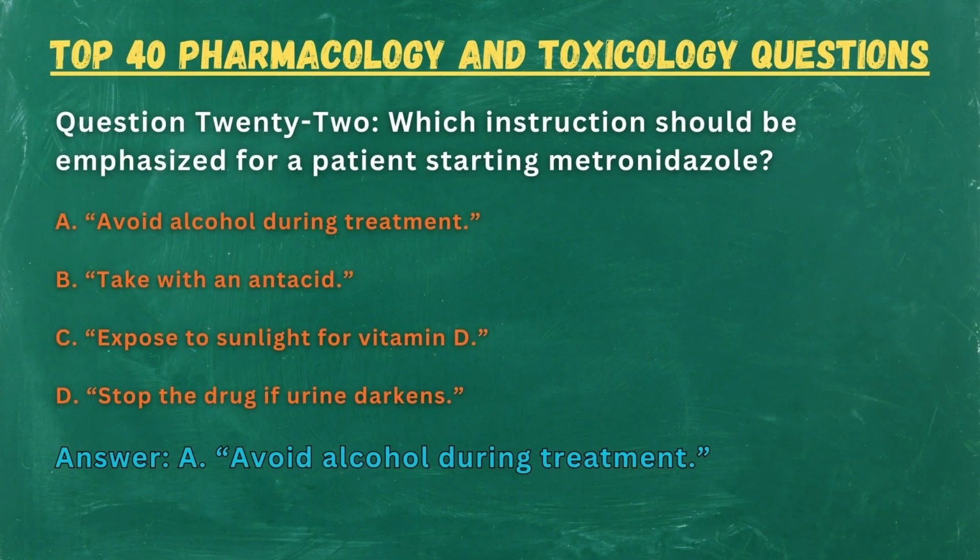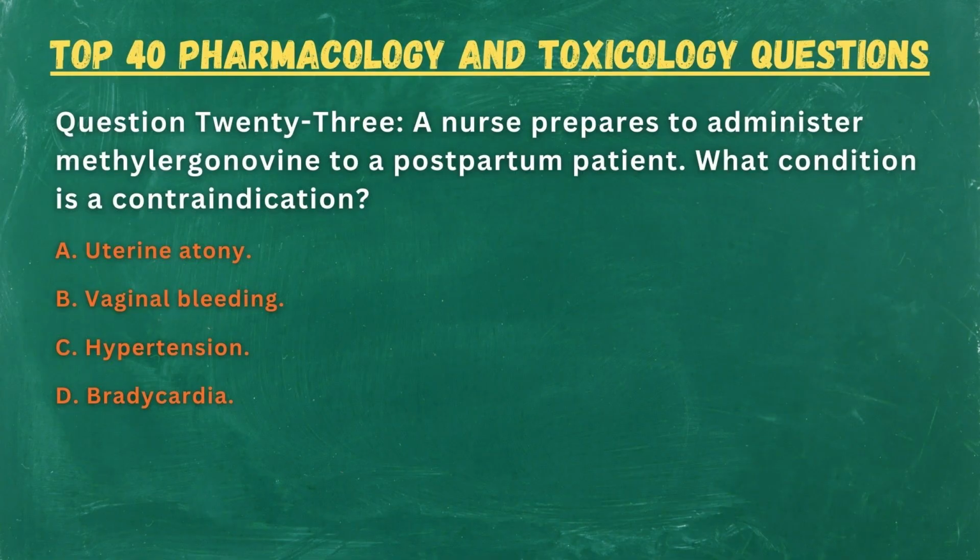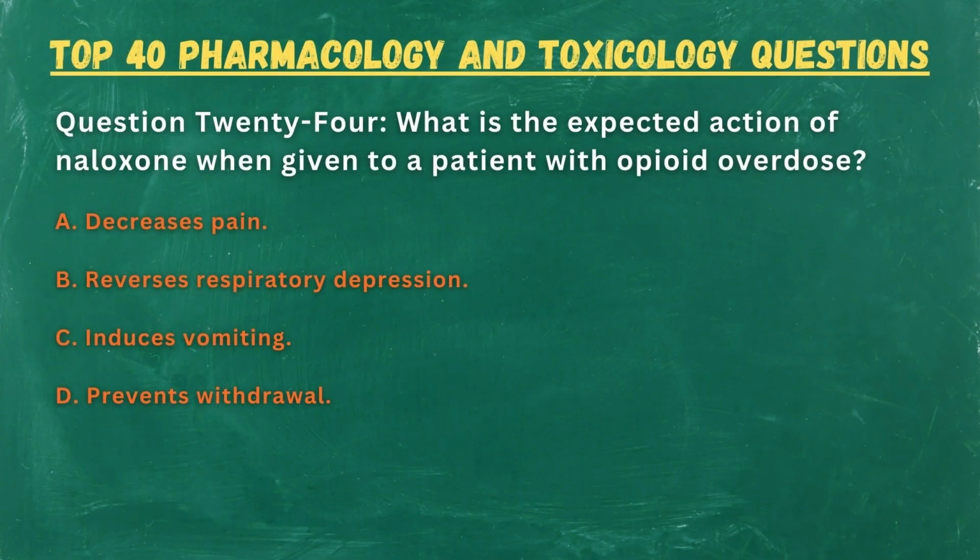Answer: A. Avoid alcohol during treatment. Question 23. A nurse prepares to administer methylergonovine to a postpartum patient. What condition is a contraindication? A. Uterine atony. B. Vaginal bleeding. C. Hypertension. D. Bradycardia.